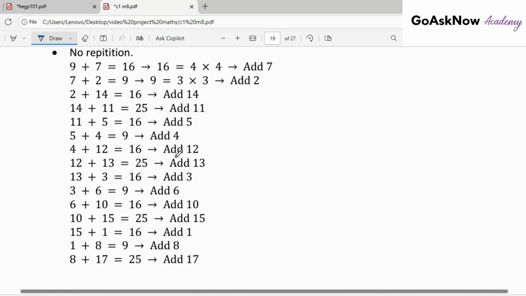4 plus 12 is equal to 16, add 12. 12 plus 13 is equal to 25, add 13. 13 plus 3 is equal to 16, add 3. 3 plus 6 is equal to 9, add 6. 6 plus 10 is equal to 16, add 10. 10 plus 15 is equal to 25, add 15.